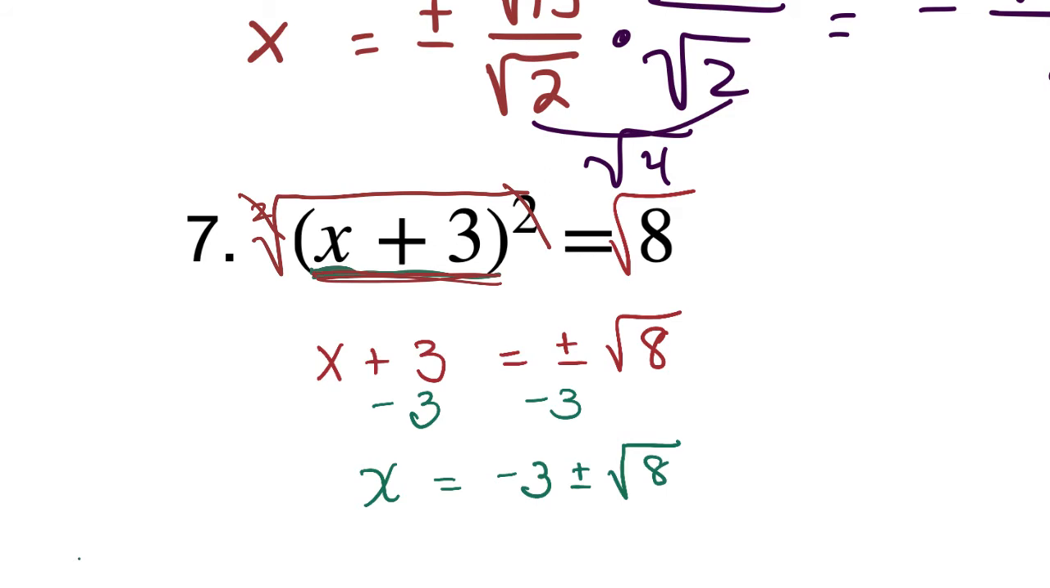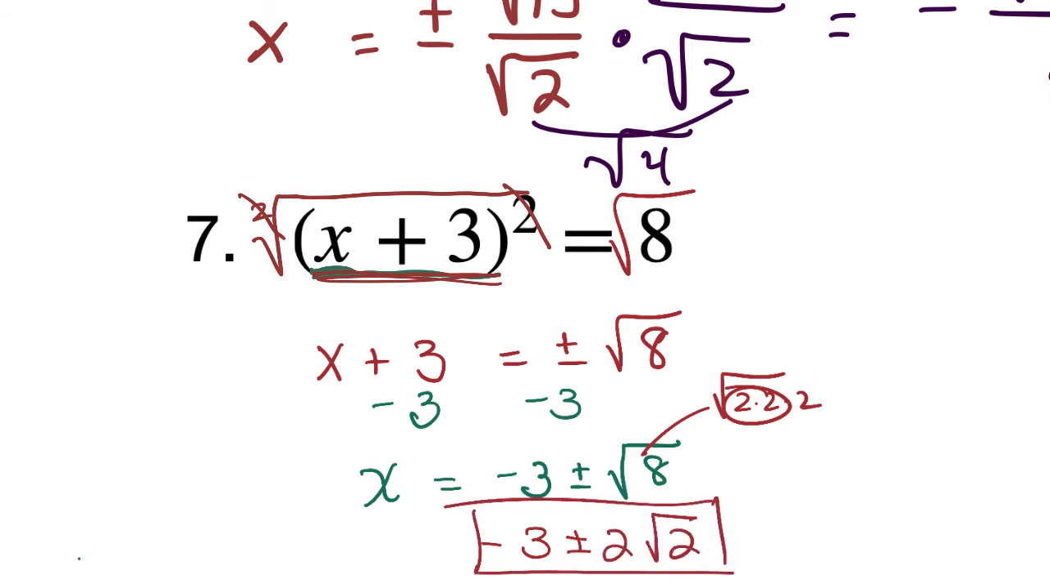Okay, now let's break down that 8. 8, we've seen it now several times. It's 2 times 2 times 2, and so a 2 comes out, and you're left with a 2 inside. And so those would be our 2 best answers. Negative 3 plus 2 root 2, or negative 3 minus 2 root 2. Notice you keep the negative 3 in front, and then you change the sign to a minus 2 root 2. That's the negative part down here.